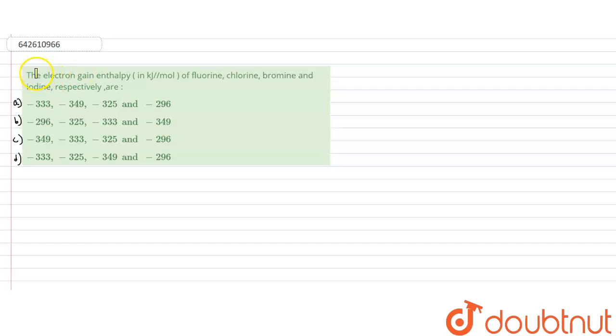Hello. The question is saying that the electron gain enthalpy in kilojoule per mole of fluorine, chlorine, bromine, and iodine respectively are, right? So here there is some data. But by just seeing this question, you will think about how much data we will have to learn. But here in the question there is a concept, so you don't need to learn this data. You have to just learn the concept.